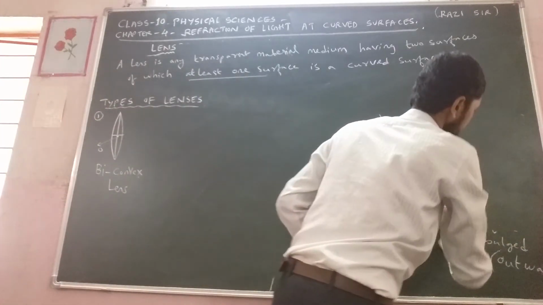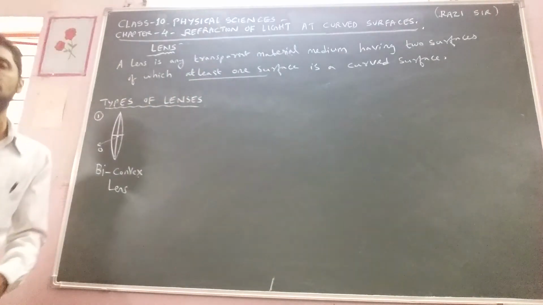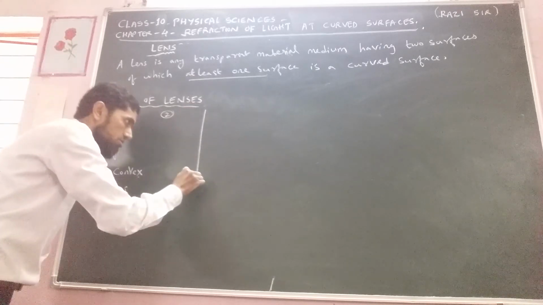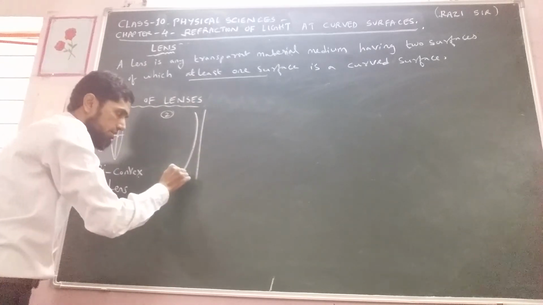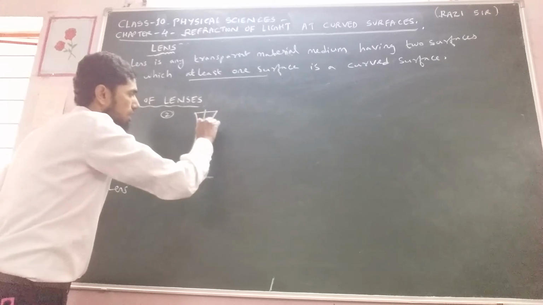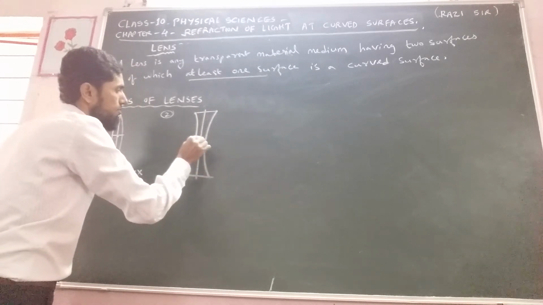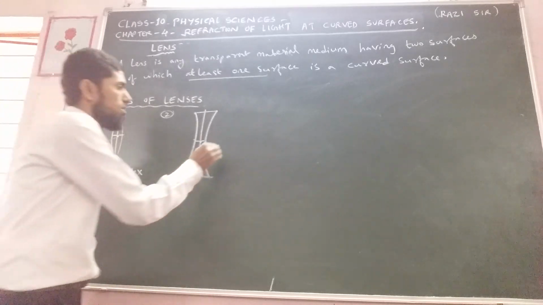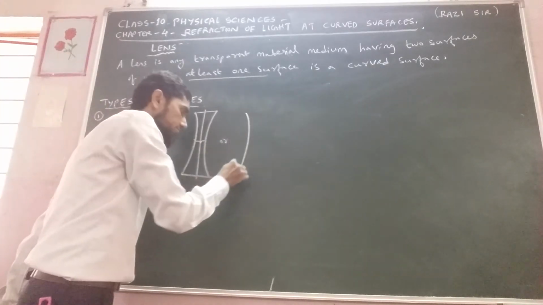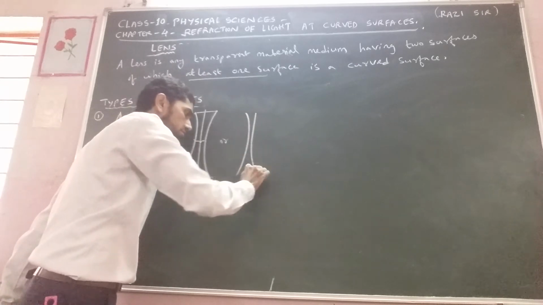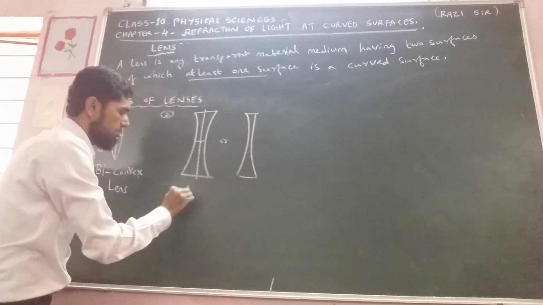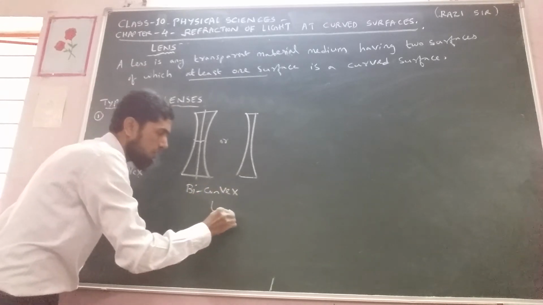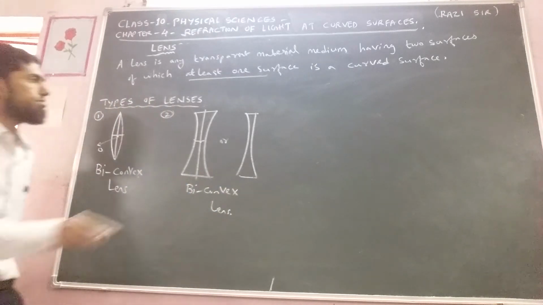Now the second one we take is a biconcave lens. We draw that lens this way. This is the optic center. Or we can also draw it this way. What is this lens? This one is a biconcave lens.